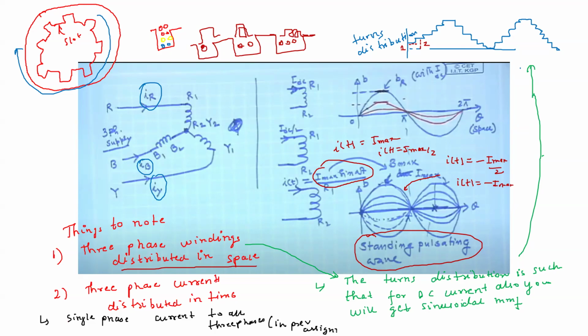Okay, but in the previous assignment I'm writing so that there is no confusion. But generally this is what is done. You have three phase windings distributed in space and you give three phase currents distributed in time. Okay, then what happens to the resultant air gap flux? Then we will see a special case, which is this.